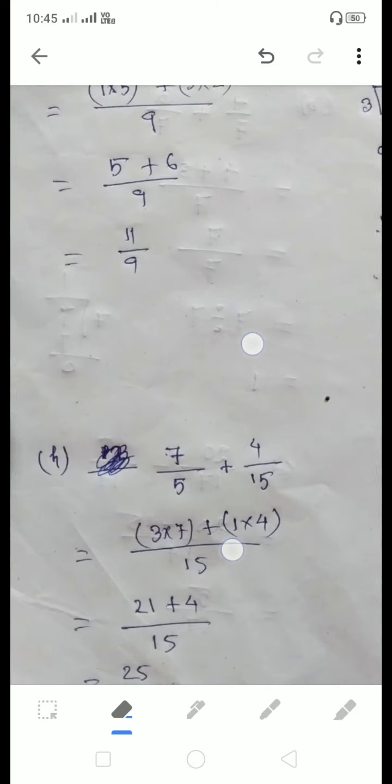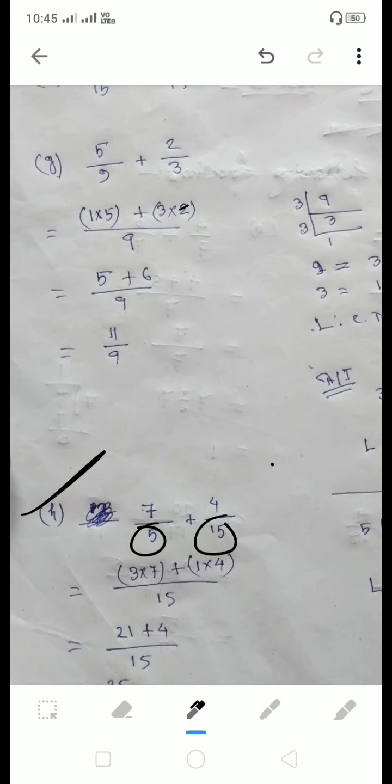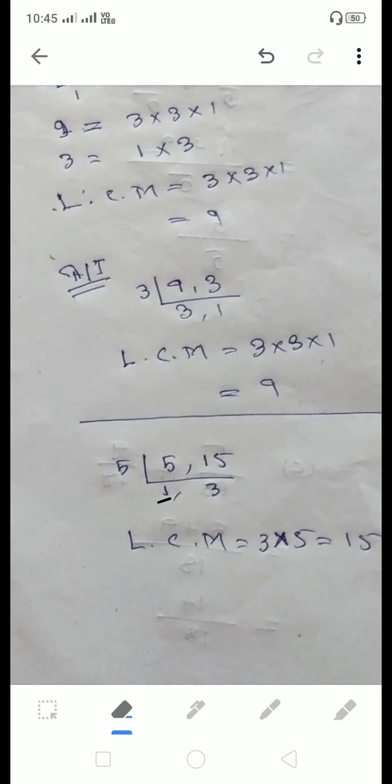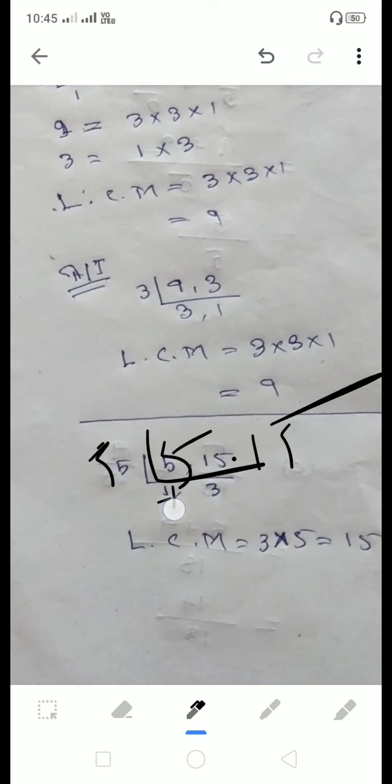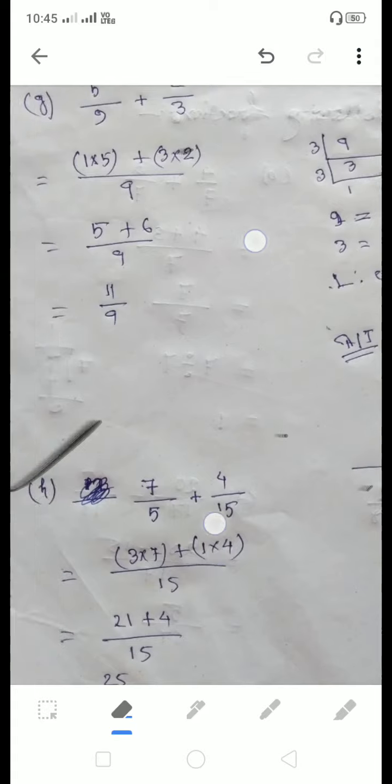Now H. Now see, H is also similar to G. Here 5 and 15, their LCM will be 15. Do it yourself and you will get 15. So the denominators are written, 5 and 15, and then divide by 5: 5 times 1 is 5 and 5 times 3 is 15. These things are already done there, and the LCM is the product of this one and this one: 5 times 1 is 5 and 5 times 3 is 15. So the LCM is 15.